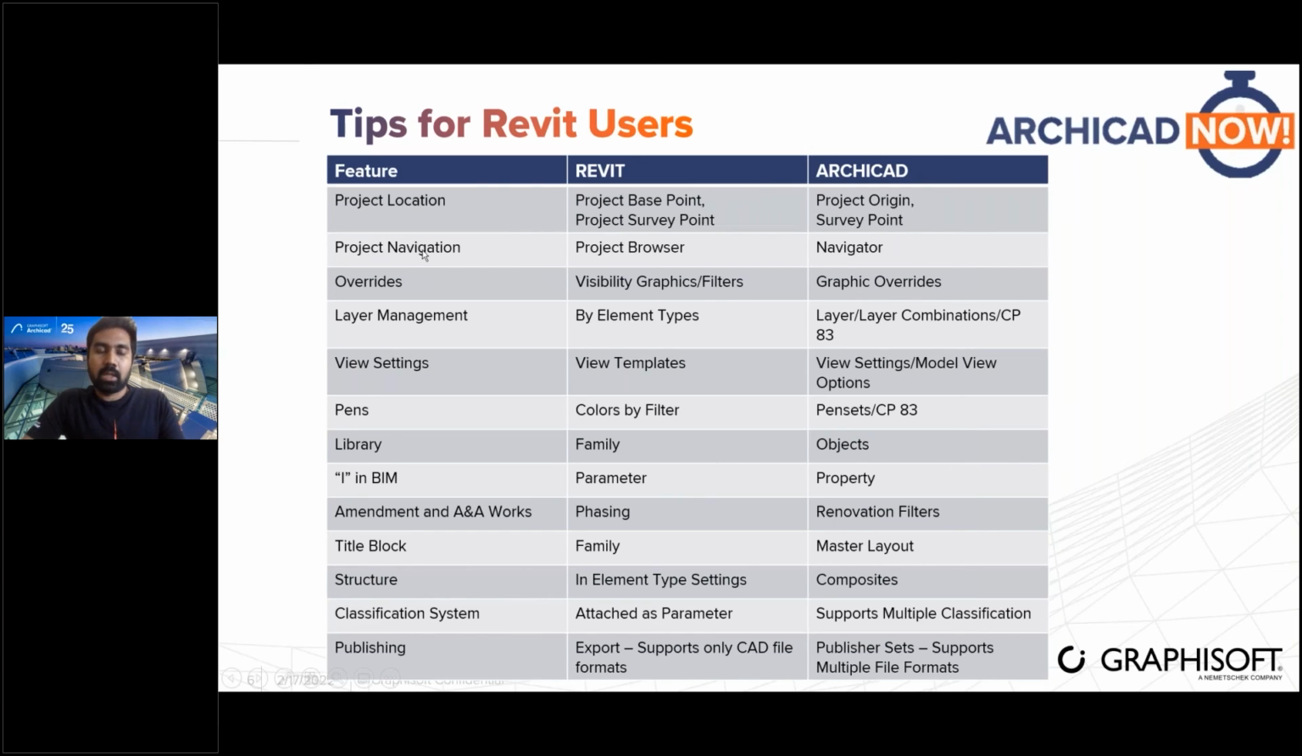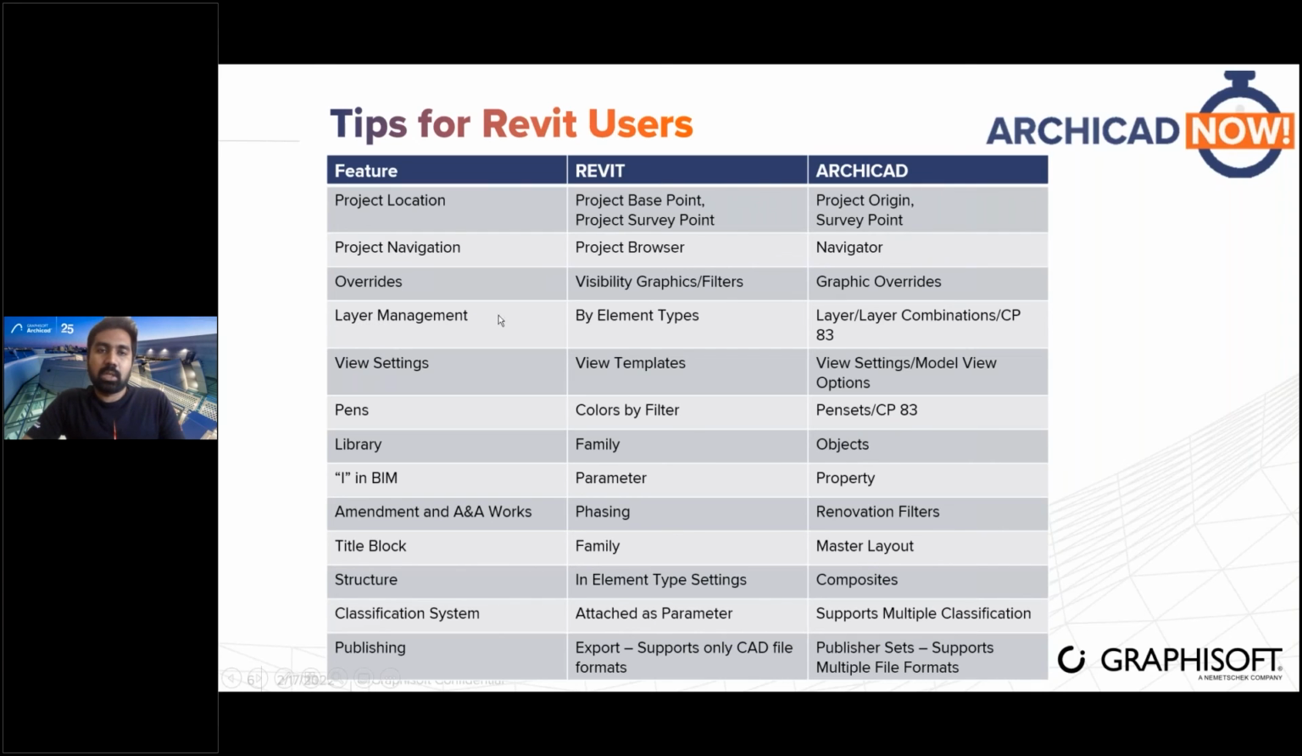Okay. And then for doing the project navigation inside Revit, we have the project browser, and inside here we have navigator, and also we have organizer. You can use organizer to organize your project information within the project. By default, we'll use the navigator here. Okay. And for overrides inside Revit, we have visibility graphics, and then we use filters to do the overrides. And inside Archicad, we have graphic overrides. We can also create rules for those graphic overrides, and based on those rules, graphic overrides will be applied.